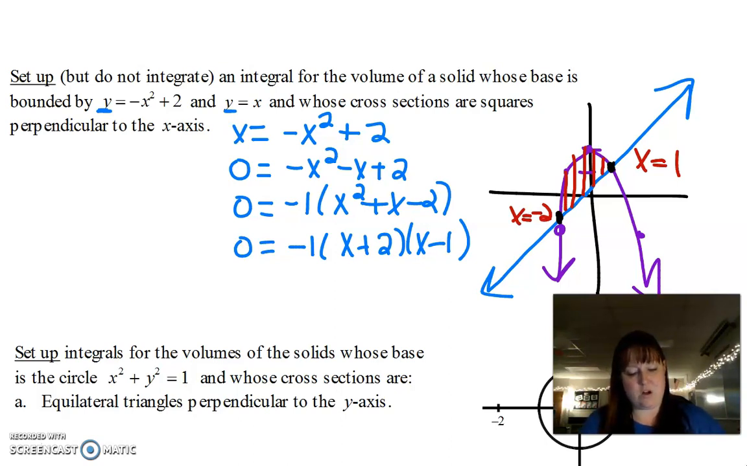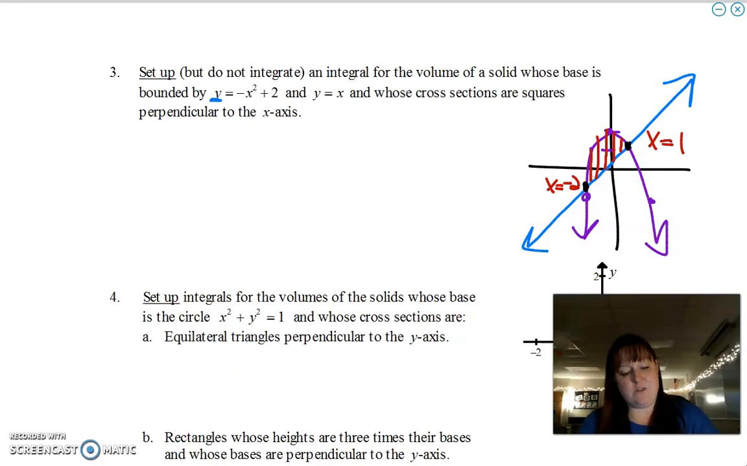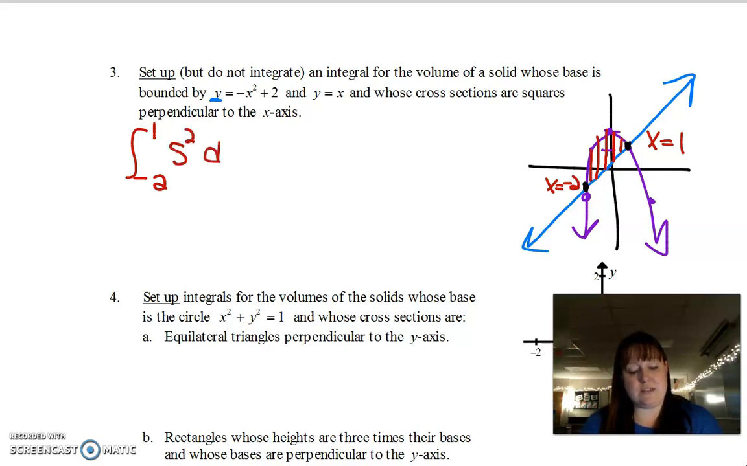I'm going to erase all that mess. Our limits of integration are lowest x value to highest x value. So we're going to integrate from negative 2 to 1. And then we're going to have the area of our cross section. These are squares. So the area of a square is side squared, and they're perpendicular to the x-axis, so that's dx. And then we have to decide what our side is. What does side equal?